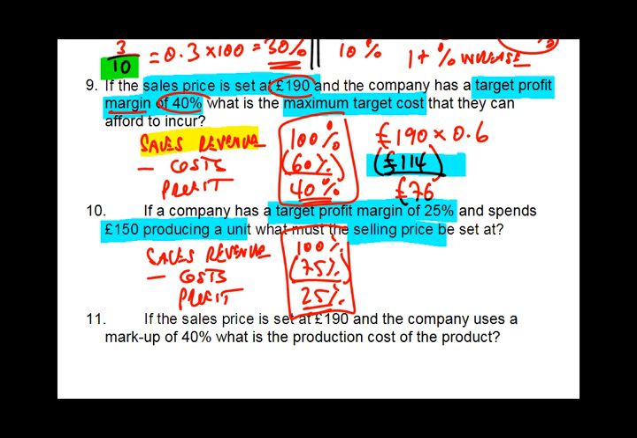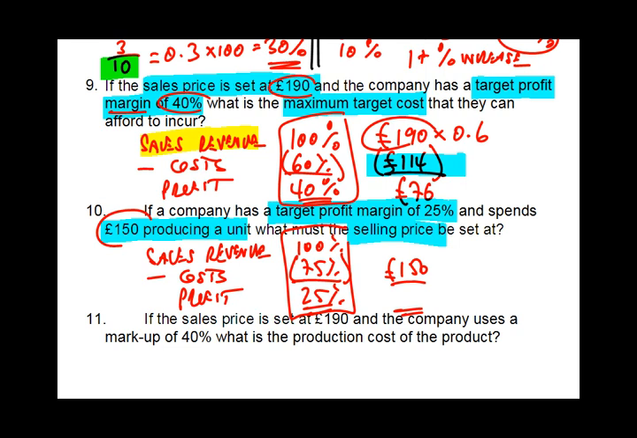And as we saw in the last example, once you know your percentages, as long as you know one of the pounds figures, so in the previous example, all we knew initially was the £190 price, as long as you know one of the figures, you can actually work out what the others must be. Now in this case, we know the £150, which remember is the cost of producing each unit. How can we therefore work out what the selling price must be?